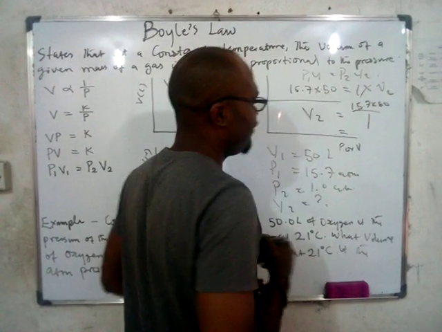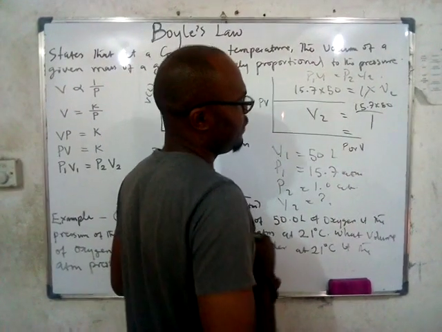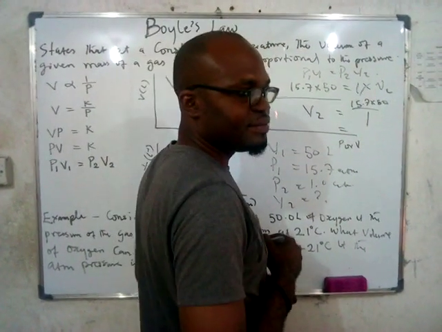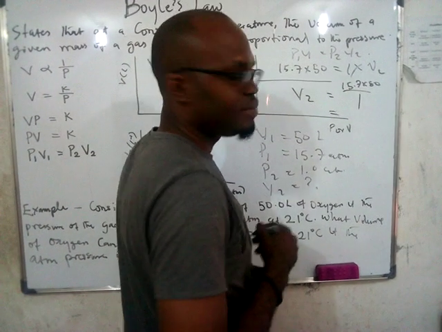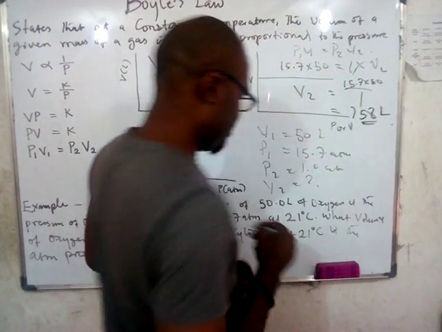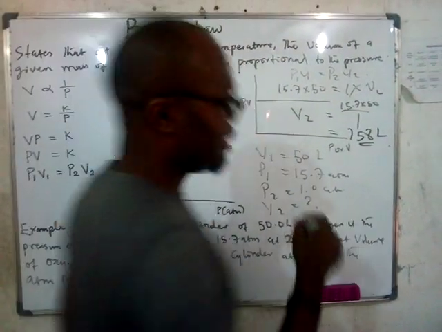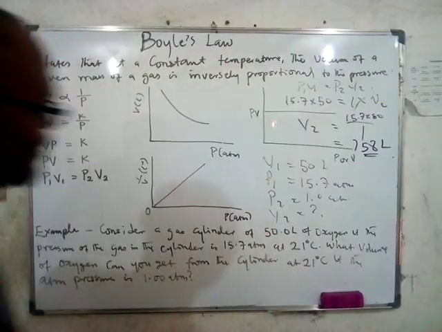Press the calculator very fast. 15.7 times 50. 758 liters. Good. So that is the answer, 758 liters. Is that clear? So that's how you solve.